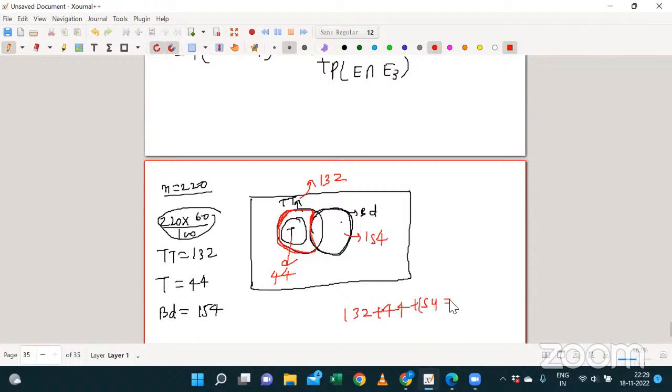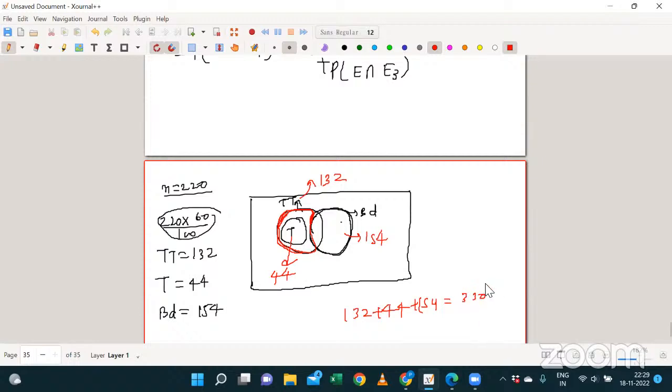How much is the total? Just add the things. It's 330. Correct, so it's 330.